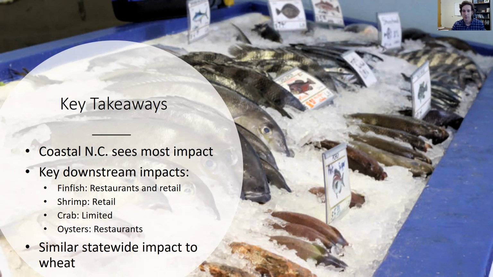Finally, we compare seafood impact to other commodities in the state. North Carolina seafood has similar economic impact to the entire state's harvest of wheat, and nearly twice the economic impact of the state's peanut production.